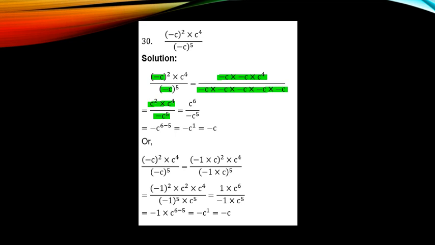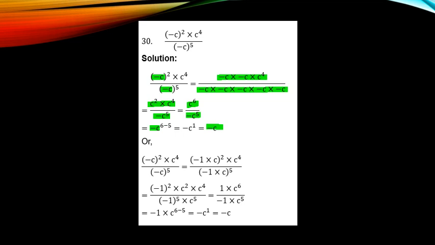For the numerator, c squared times c power 4 is c power 6 when you add the powers. Over the denominator, when you apply the law of division on c, you are going to have minus c first, then 6 minus 5, division law of indices. Then you have minus c to the power of 1, and any base number power 1 is the same. So we have minus c. Are you following? All right.